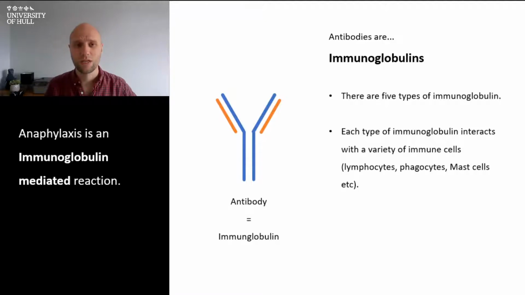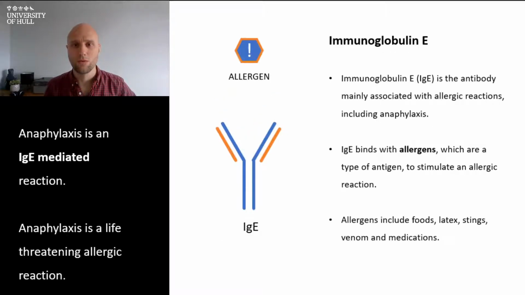Again, to clarify some terminology, antibodies are also referred to as immunoglobulins. They're the same thing, and there are 5 different types of immunoglobulin. They will all interact with the cells of your immune system in slightly different ways. The particular immunoglobulin antibody that we're thinking about when we think about allergic reactions, anaphylactic reactions, is IgE.